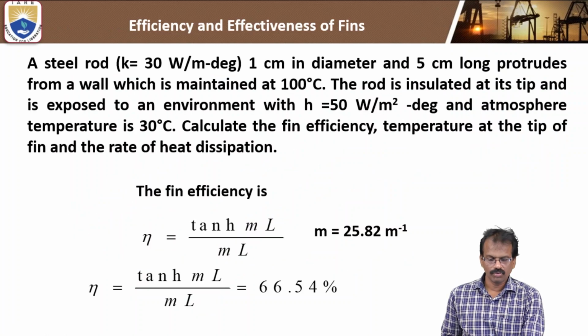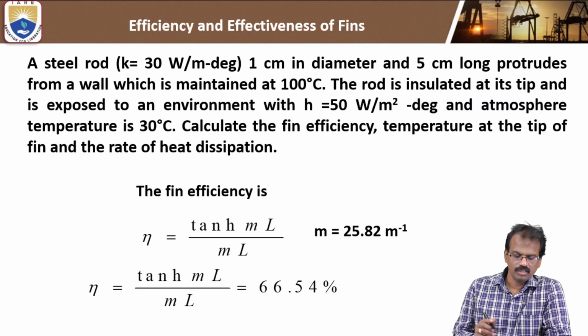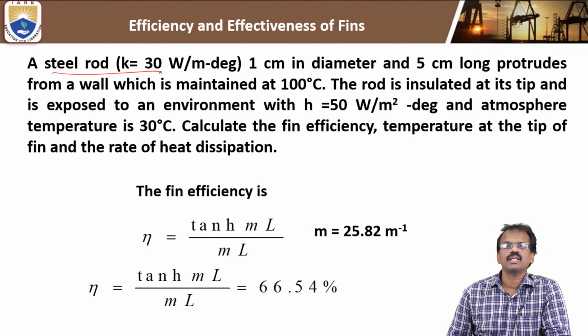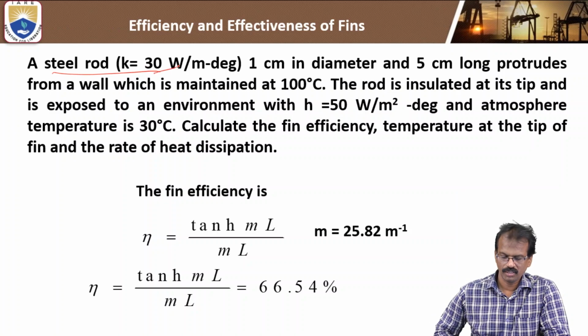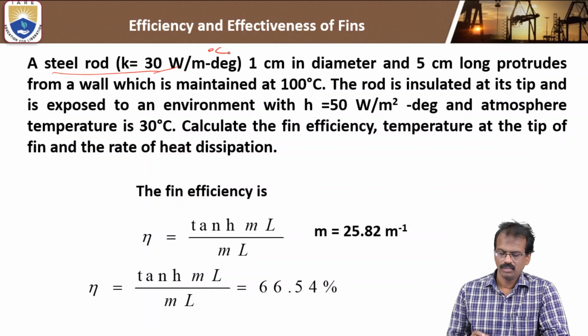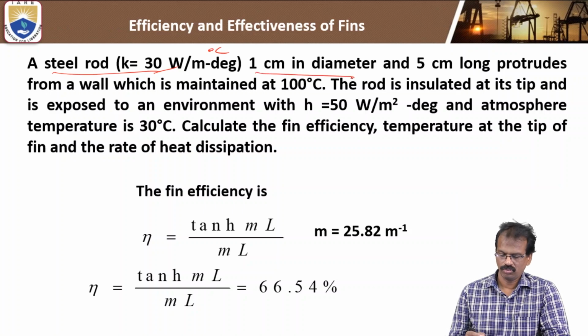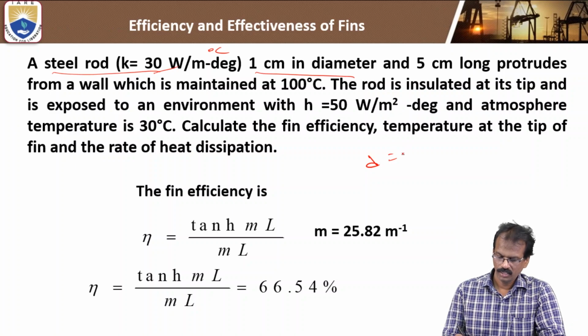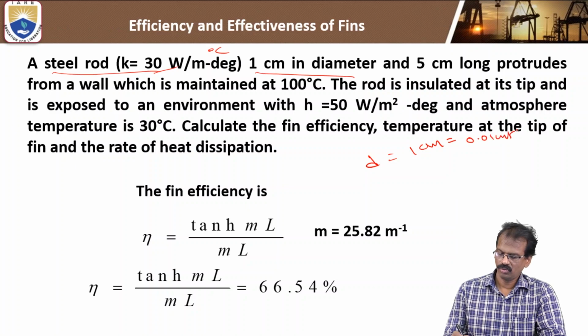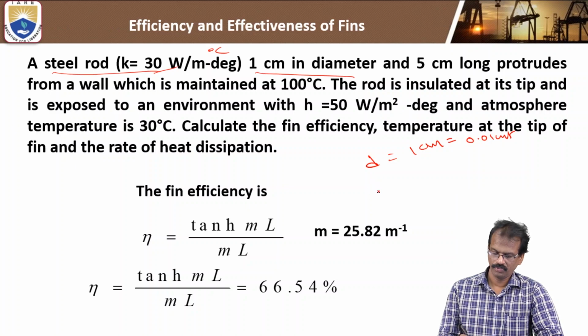So we'll see one more numerical. That is a steel rod. Thermal conductivity of the steel rod is given: K is equal to 30 watt per meter degree Celsius. It is 1 centimeter in diameter, so D is equal to 1 centimeter, this is the circular type pin. Convert into meters. And 5 centimeter long. So this one is also a short pin, because 5 centimeter means 0.05 meter long.